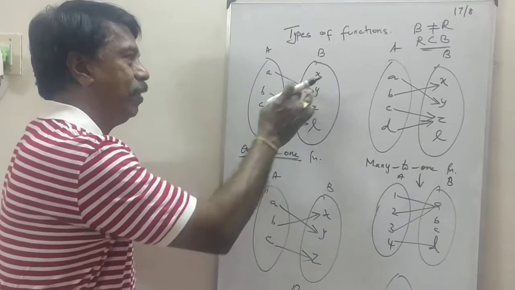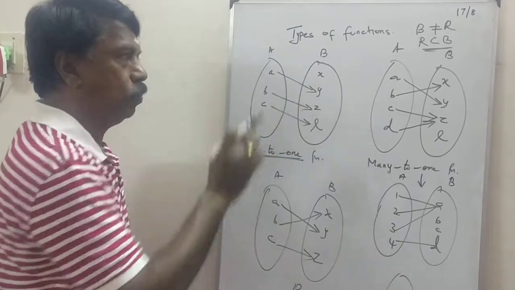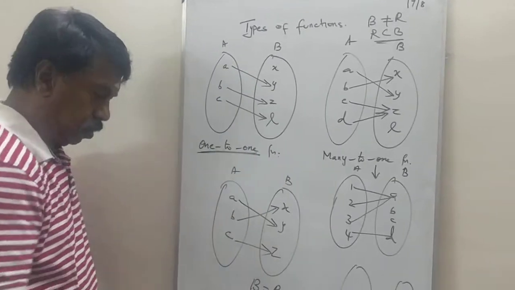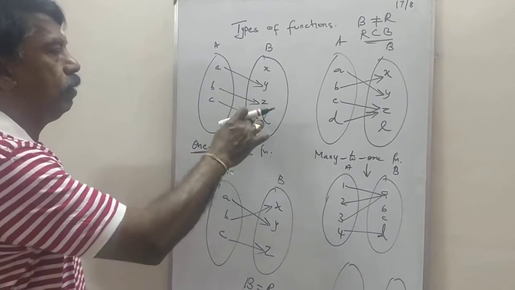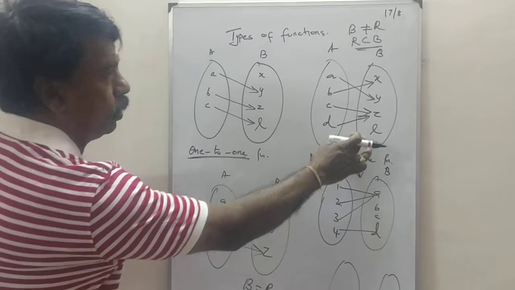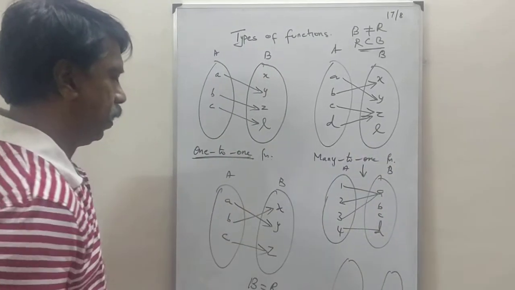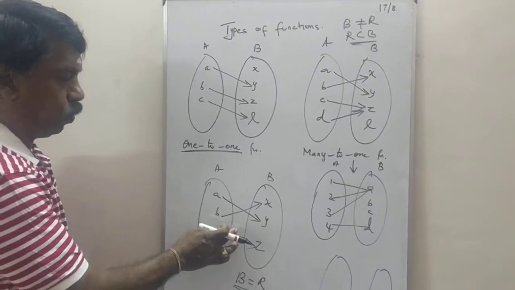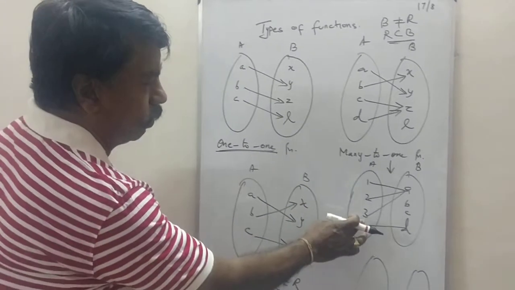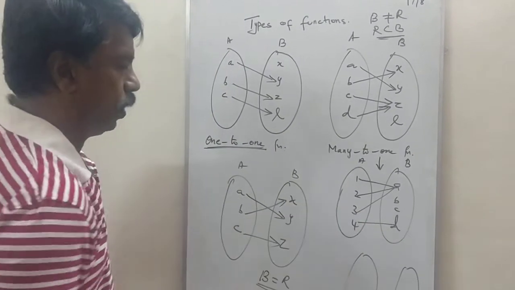Here we have x, therefore it is one-to-one into. Otherwise, let me take, okay, this is one-to-one into. This is many-to-one into function. This is one-to-one onto function. This is many-to-one into function.